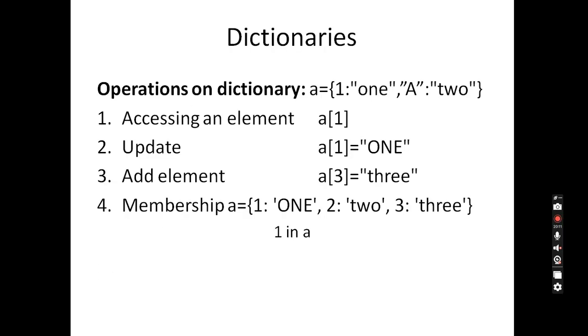Next we can see about dictionaries. Dictionaries are also mutable. We can access an element, update an element, add an element. We can use membership operations here. A dictionary also contains elements, but it has key-value pairs, so key colon value. Instead of accessing using an index value, we are going to access dictionary values using a key. It will be enclosed in curly braces. So key-value pairs will be represented here.